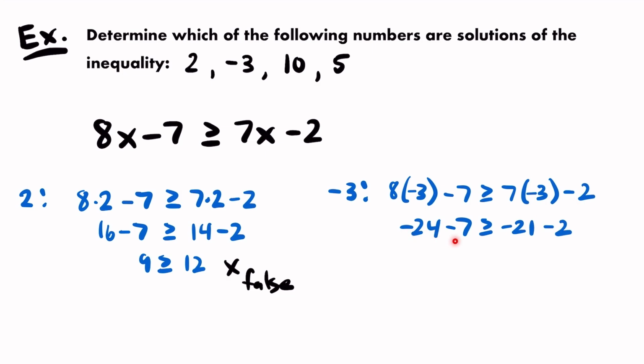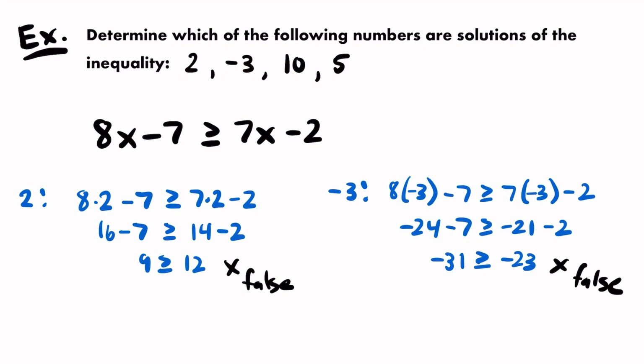And then -24 minus 7 is -31. So we have -31 is greater than or equal to -21 minus 2, which would be -23. And so comparing our two numbers here, we have -31 greater than or equal to -23. Well, that would be a false statement, right? -31 is not bigger than -23. It is a smaller number. So just like +2, what we have found here is that -3 is not a solution to the inequality because it produces a false statement. Okay, so the first two are duds.